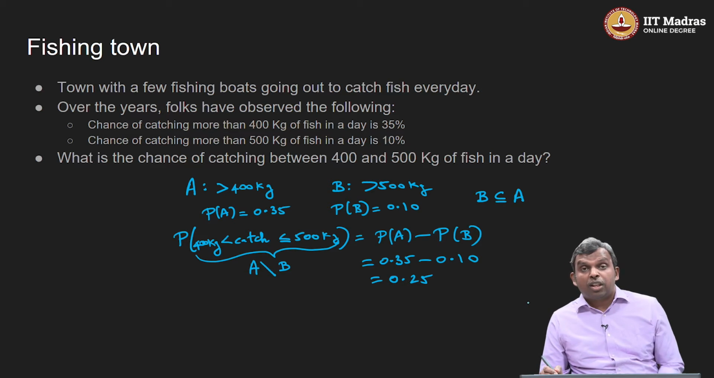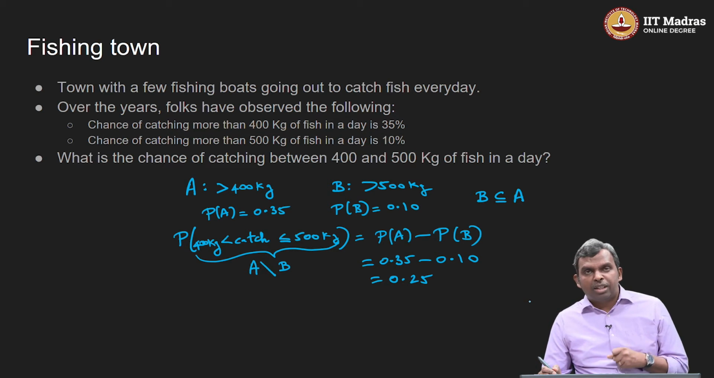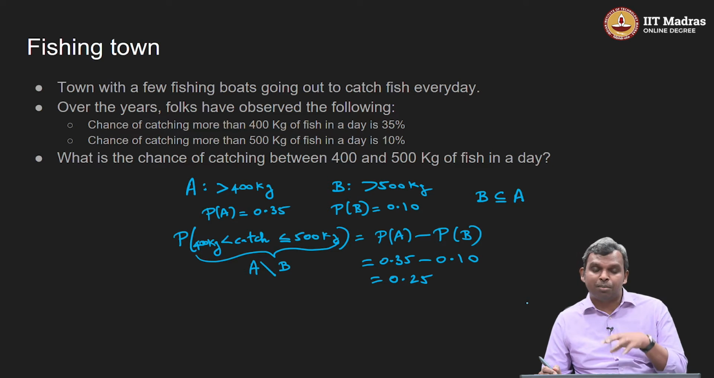So here was a simple example where we had two events and we had to compute the probability of a third event, which was actually made by some complement, intersection, etc., A minus B in this case.